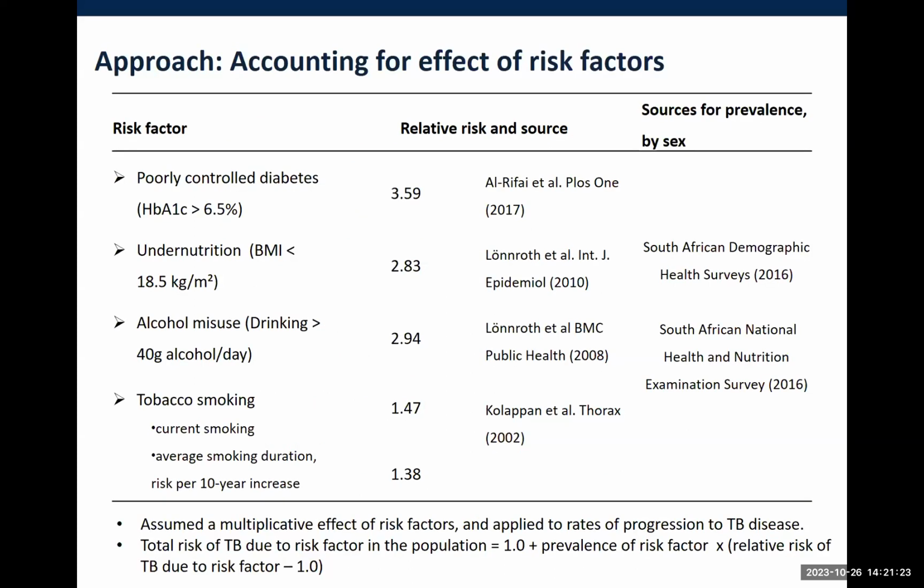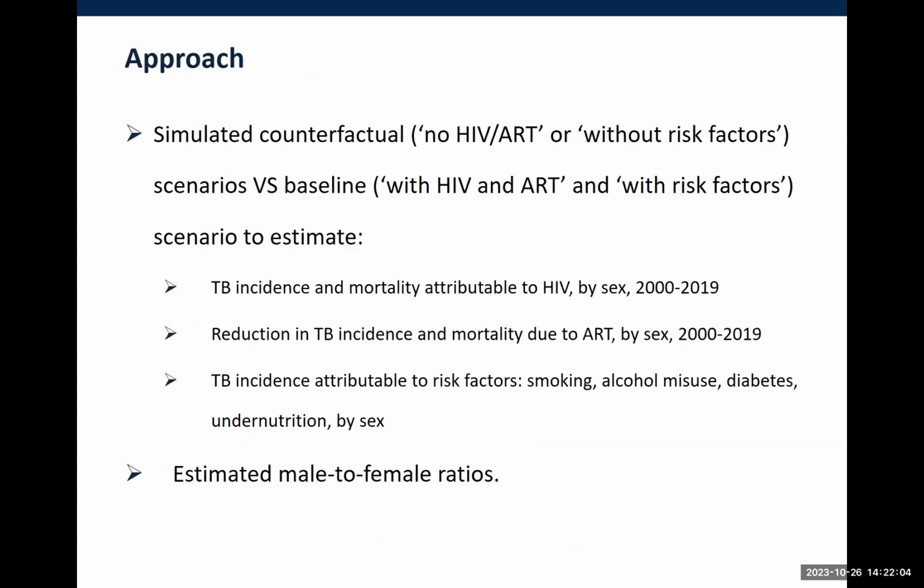So the general approach we used was to use the relative risk estimates of the TB risk factors obtained from the literature, and also the sex-specific prevalence of these risk factors in South Africa. We used various surveys, and that's the main reason we went with these risk factors, based on the availability of this data. So we assumed a multiplicative effect and applied these risk factors onto the rate of progression to TB disease in the model.